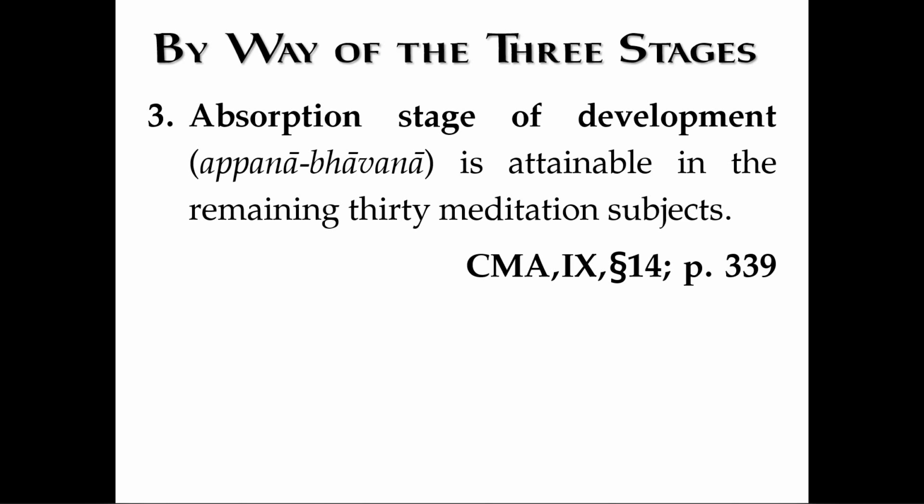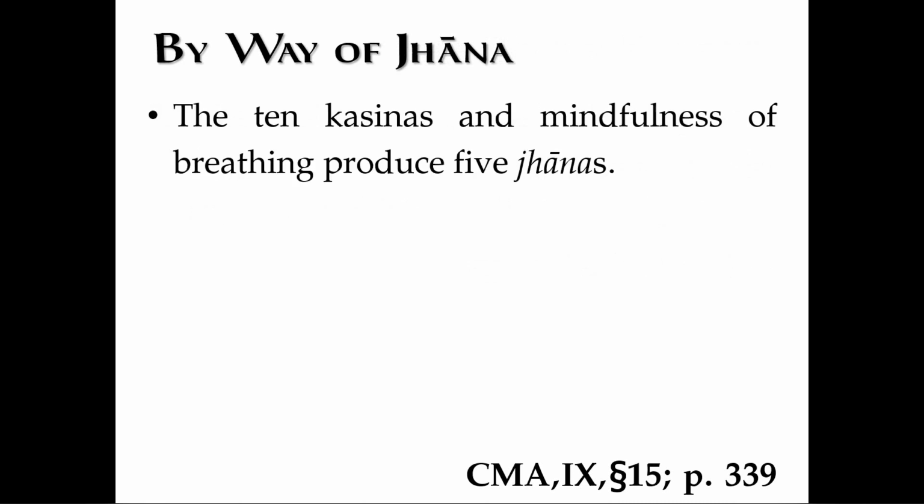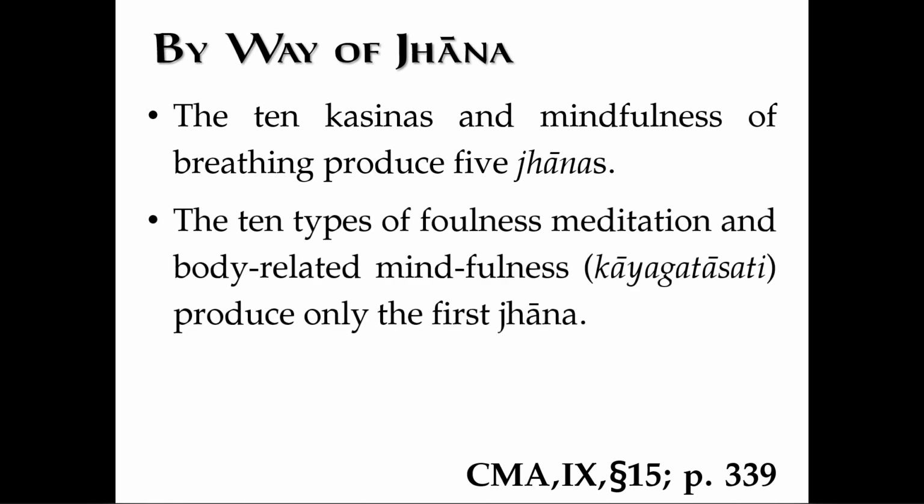So now we are talking about jhana. Look at page number 339, paragraph number 15. The 10 kasina meditation methods and mindfulness of breathing, altogether 11, can produce 5 jhanas. Whatever meditation method you use among these 11, it will produce 5 jhanas. The 10 types of foulness meditation, asubha bhavana, and body-related mindfulness, Kayagatasati, produce only the first jhana.